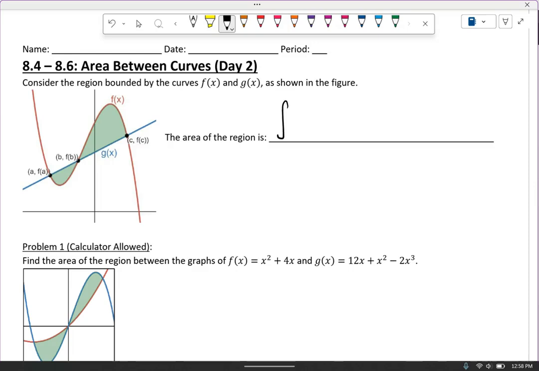A to B. All right, we see A to B. What would be my top minus bottom? What's the top for that first chunk? G minus F. So G's on the top, F's on the bottom in that one. So that would be G of X minus F of X dx. All right, what would be my second integral?